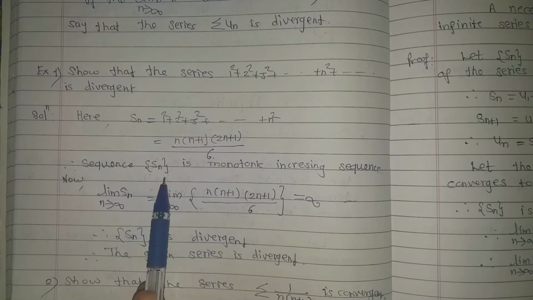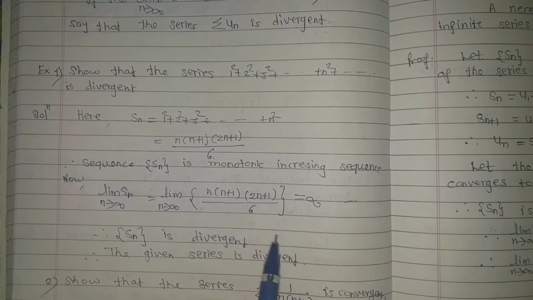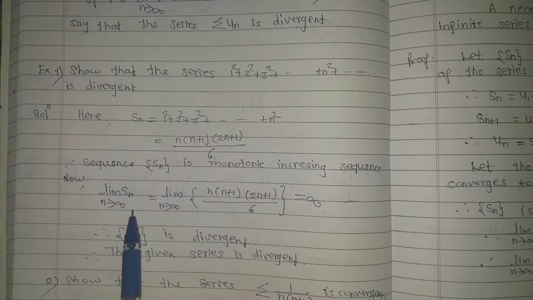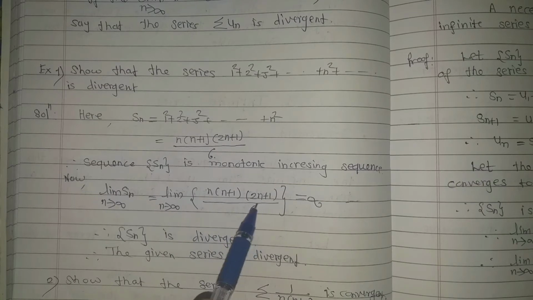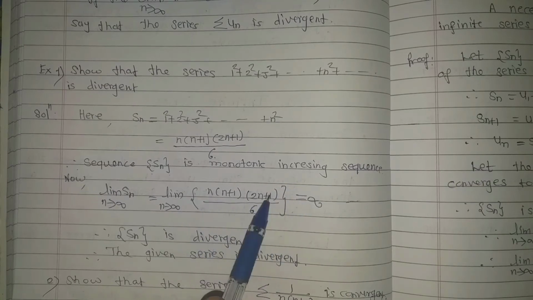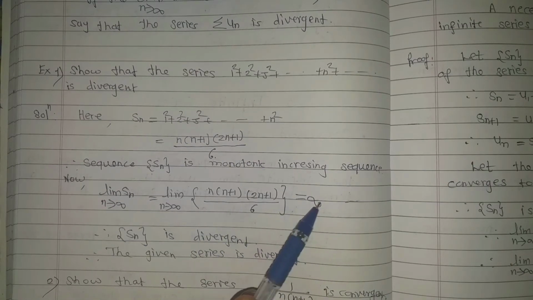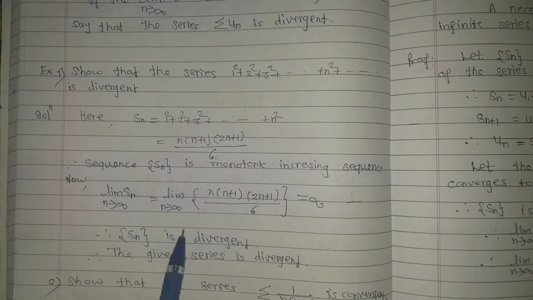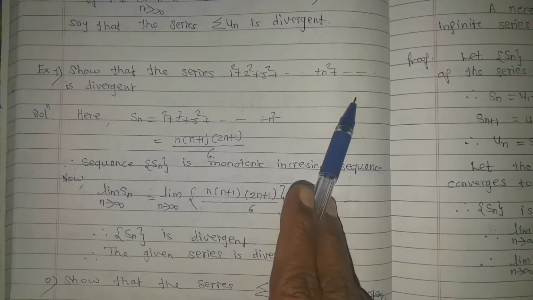Hence, the sequence Sn is a monotonic increasing sequence. Now we take the limit of this sequence. Limit of Sn as n tends to infinity equal to limit n tends to infinity of n into bracket n plus 1 into 2n plus 1 upon 6, and the limit of this is equal to infinity. Hence, the sequence Sn is divergent. Since the sequence of partial sums is divergent, the given series is also divergent.